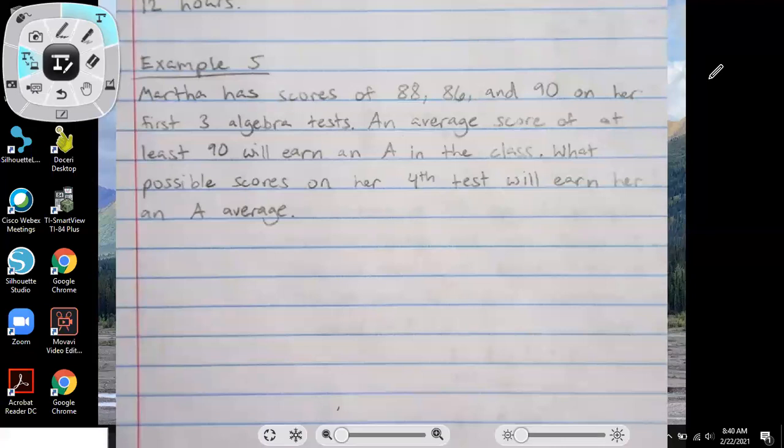Okay, example 5 says, Martha has scores of 88, 86, and 90 on her first 3 algebra tests. An average score of at least 90 will earn an A in the class. What possible scores on her 4th test will earn her an A average?